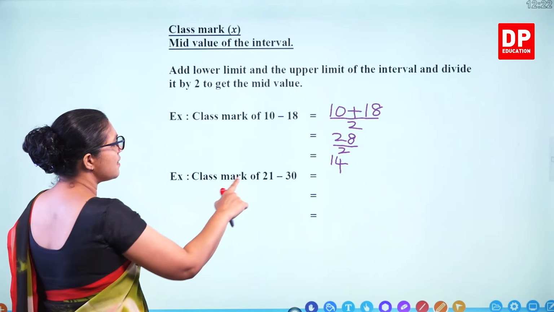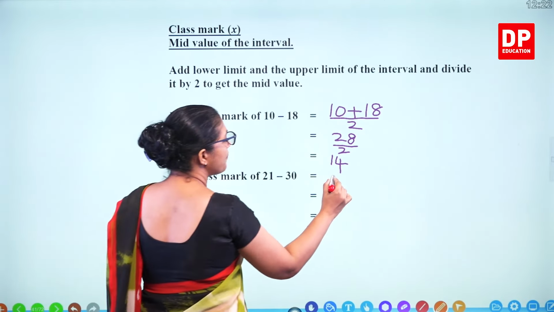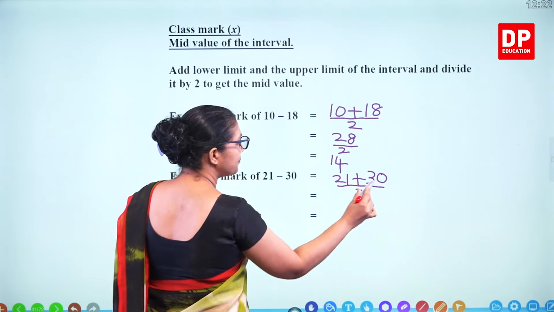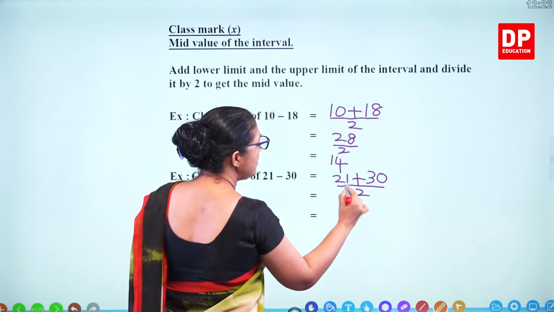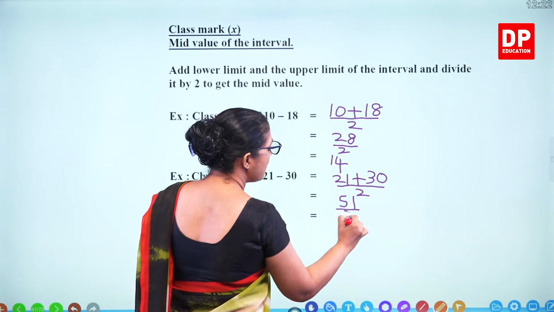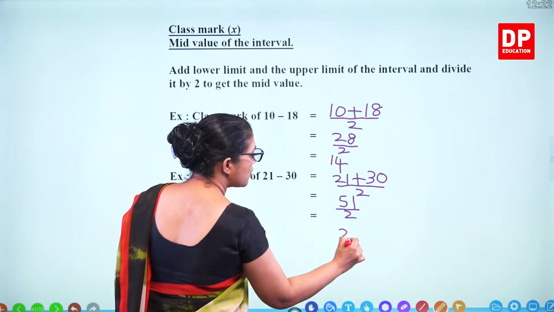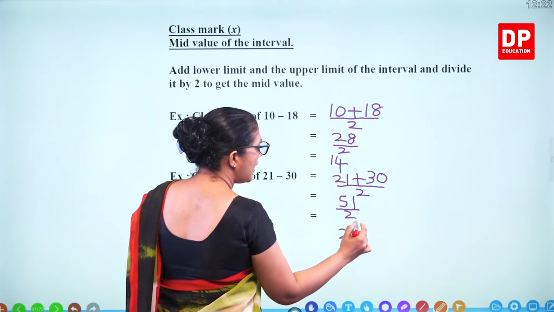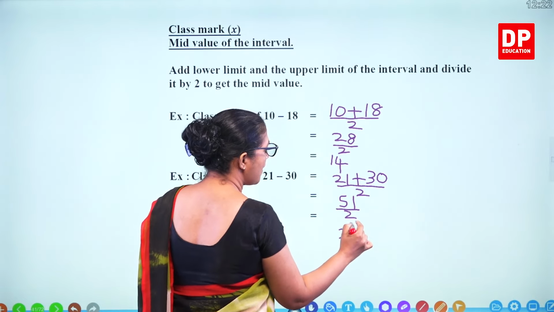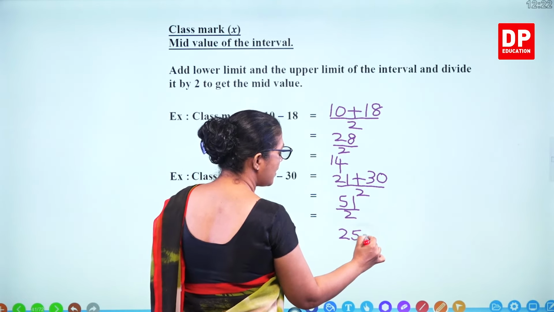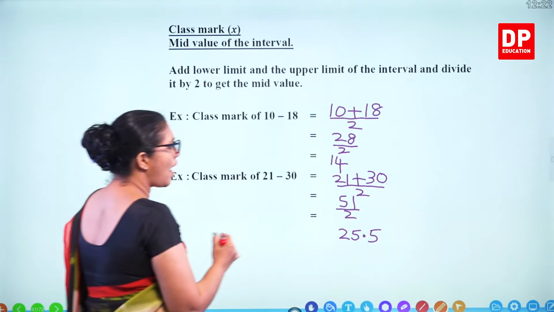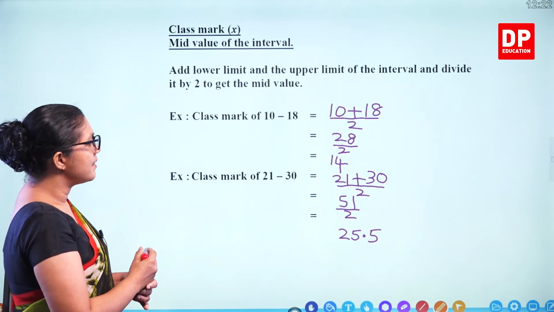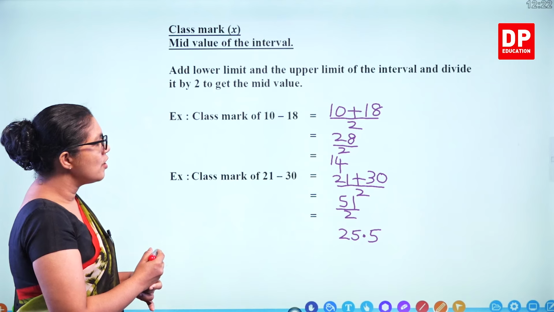If the interval is 21 to 30, then 21 plus 30, divided by 2. 51 divided by 2. So 25.5 is the class mark. Add and divide by 2.